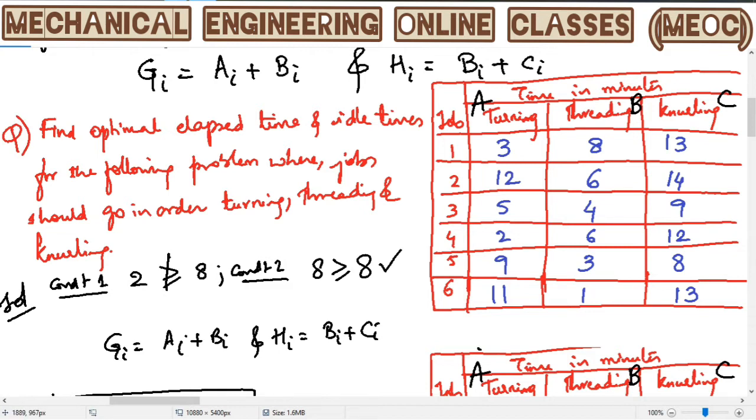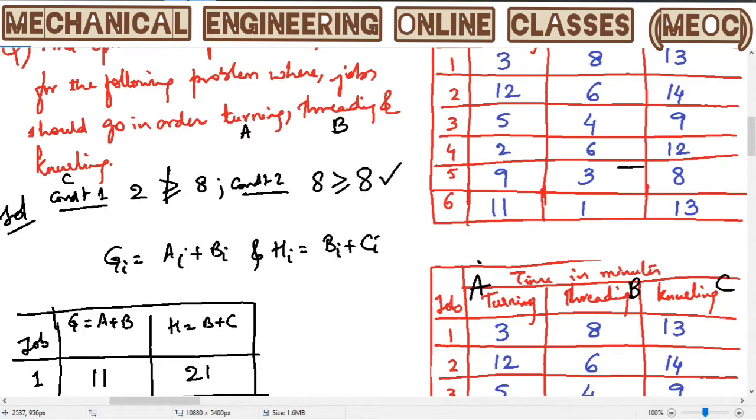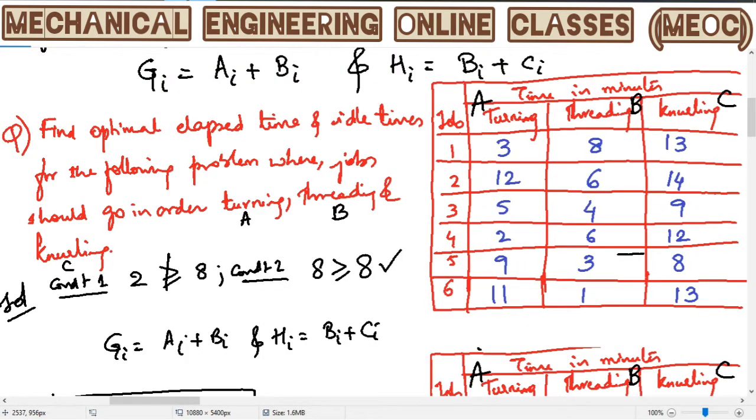But in case the order is mentioned, say as ABC, and the table is also ABC, we have taken it down in that fashion only. But if the order is given as B first, C next and A last, that is B, C, A, then I recommend you rewrite the given table in the given order. You first write the B column, that is the threading column, then you write the C column, which is the knurling, then you write the A column, which is turning.